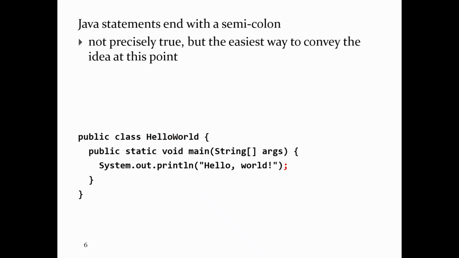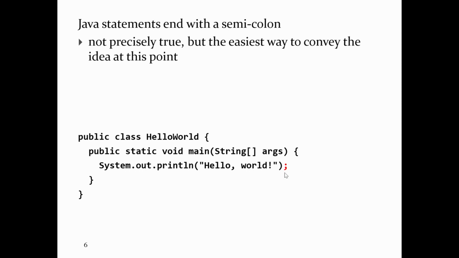Okay, so the other thing you may have noticed is that there are these semicolons flying around at the end of our print statement. Right? So a Java statement ends with a semicolon. That's not exactly true. It's true enough for now. Every significant line of code that comprises a statement ends with a semicolon. That semicolon has to be there, right?